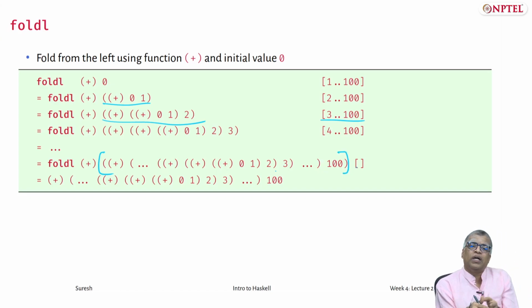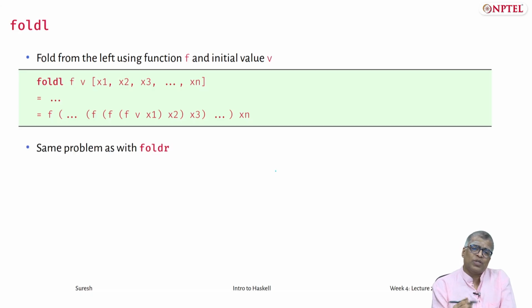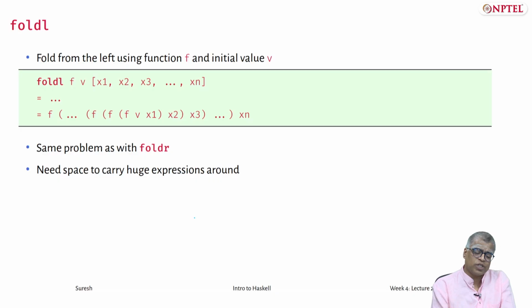Now, at this point it needs to evaluate, so I need to evaluate this expression to print the final result, let us say. Now it will start simplifying it from the innermost. So this is what is happening. Same problem as with foldr. So you need space to carry huge expressions around.